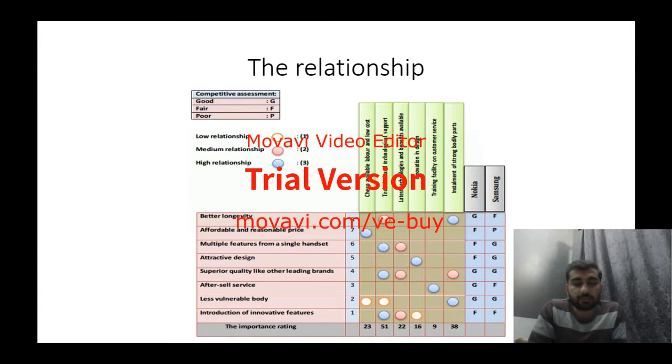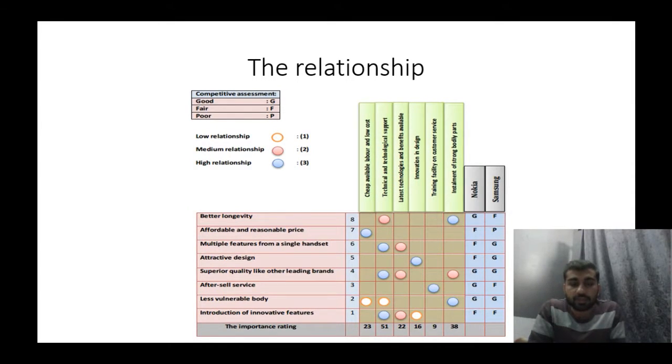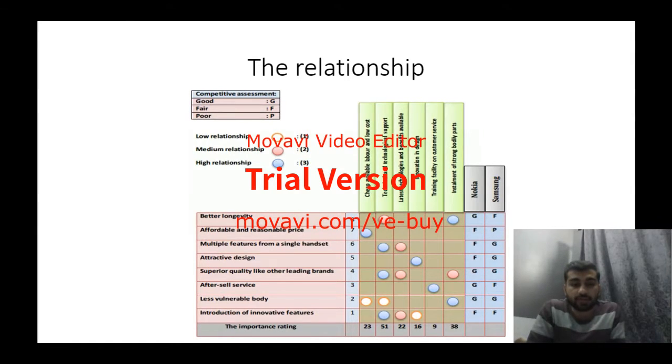The third is the multiple features from a single handset. OnePlus can achieve this by the highest relation it has through technological and technical support. It can achieve the maximum by that. Moreover, it can also achieve this by the latest technologies and benefits available. So these are the two things that it will use, that it has the competencies to achieve that.